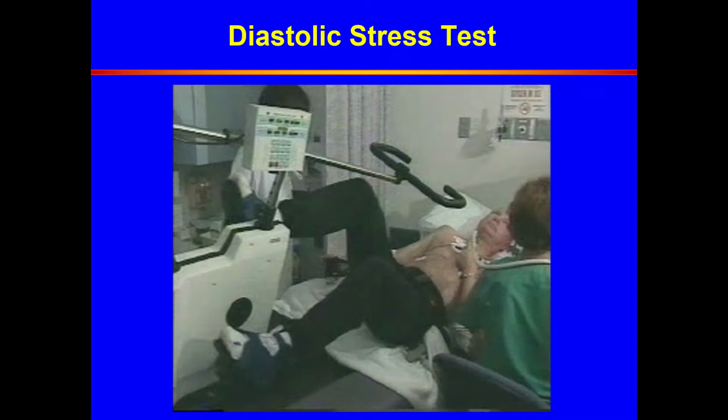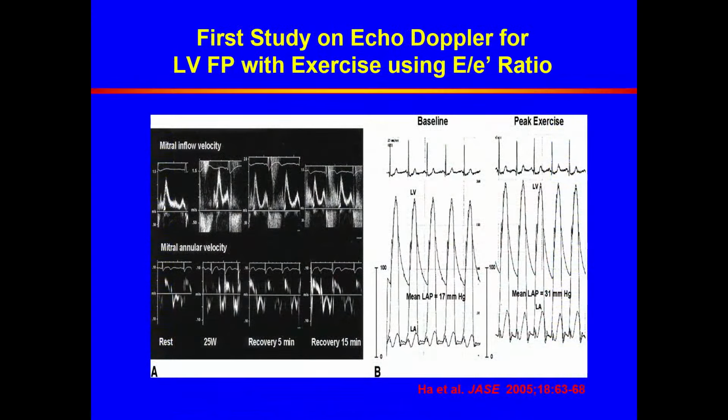In the echo lab, we do the diastolic stress test using a supine bike, because that gives us enough time to acquire images for 2D assessment as well as Doppler signals. The earliest report of a diastolic exercise echocardiogram came from the Mayo Clinic and was published in 2005. This is a patient with hypertrophic cardiomyopathy without obstruction.